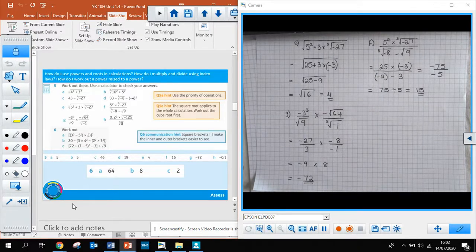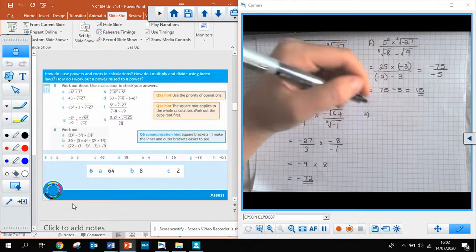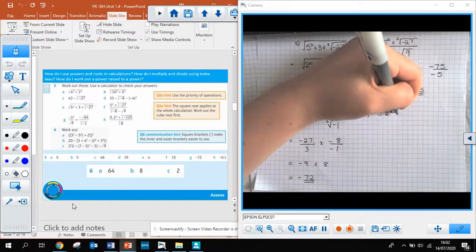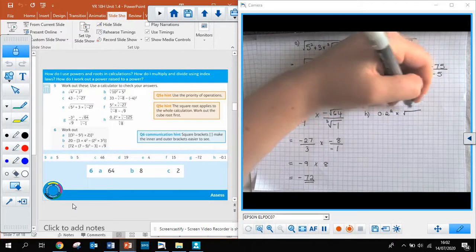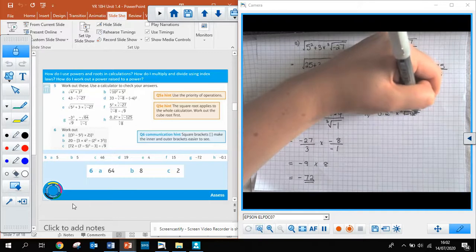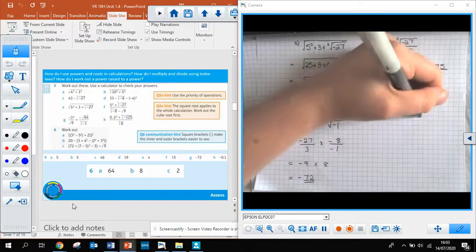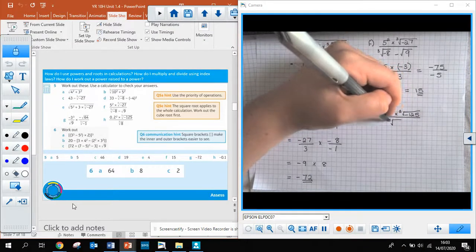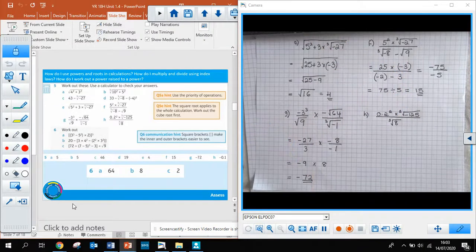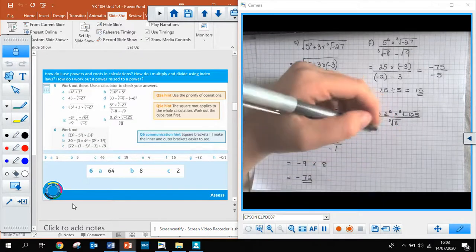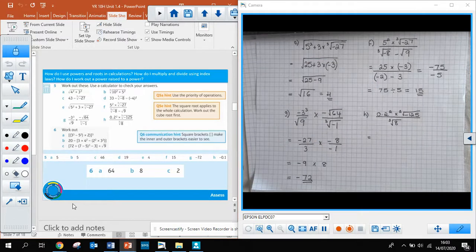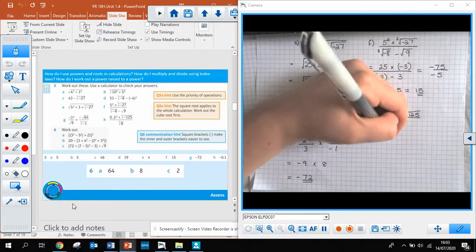Okay, and then part H. We have got 0.2 squared multiplied by the cube root of negative 125, all over the cube root of 8. Okay, so I'm going to do each bit individually. 0.2 squared first, that means 0.2 multiplied by 0.2. That's going to give me 0.04.